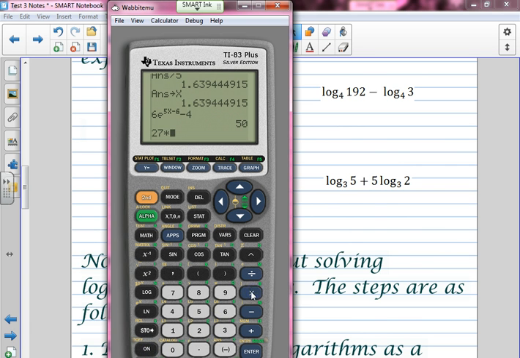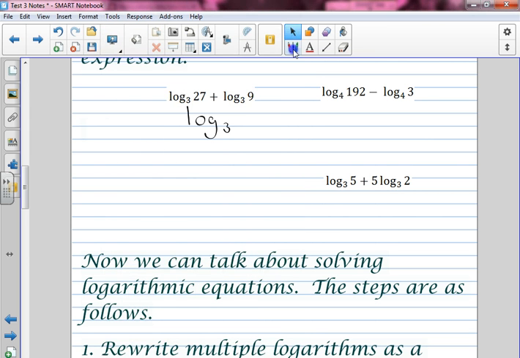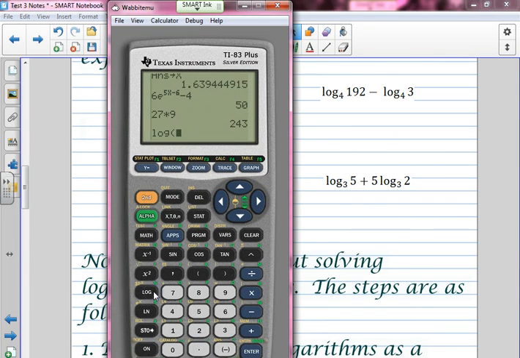27 times 9 is 243. So 243. And now you would put this in your calculator using the change of base rule. And that gives you the log of 243 divided by the log of 3. And the answer is 5.